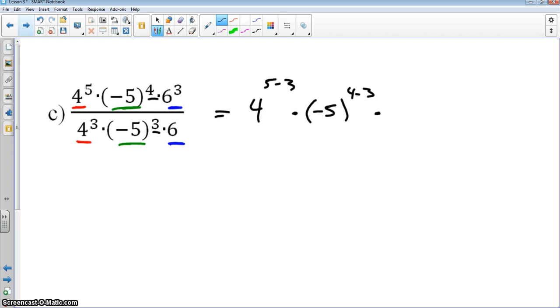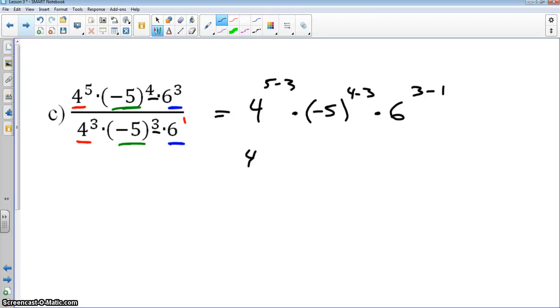Now, the 6 is a little more tricky because some people might think, well, there's nothing to subtract right here. Well, remember, we learned that if a number does not have an exponent, then you should insert a little 1 there. Don't forget that, because some people will not subtract 3 minus 1. They'll just leave it 3. So our 6's will be 3 minus 1. Therefore, just do your subtraction.